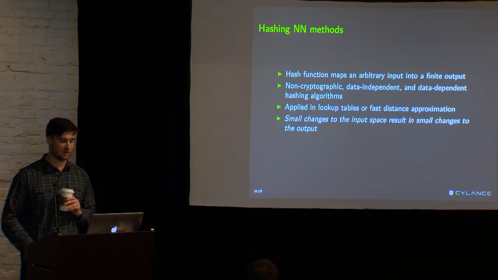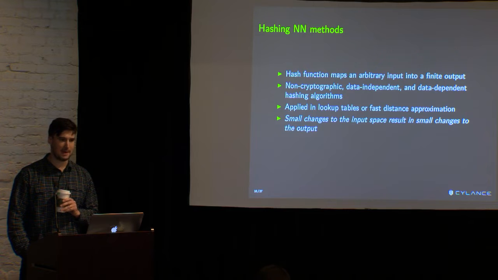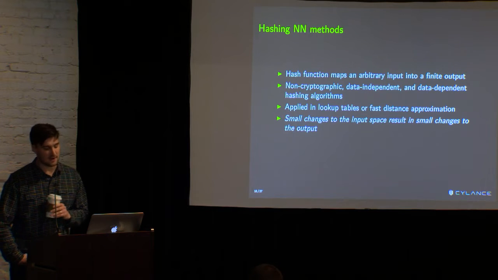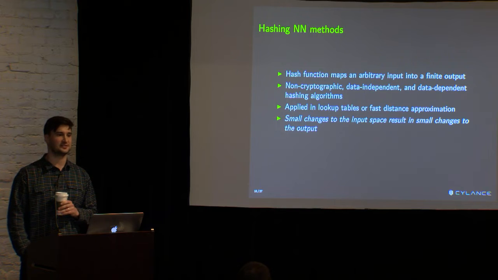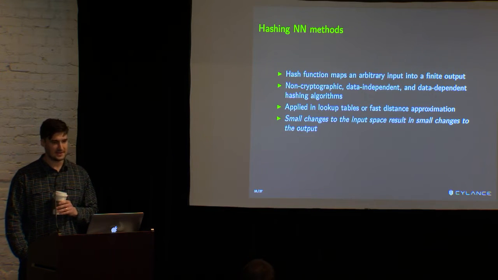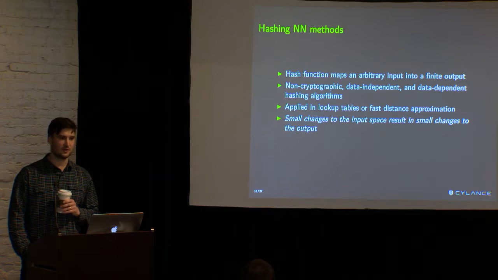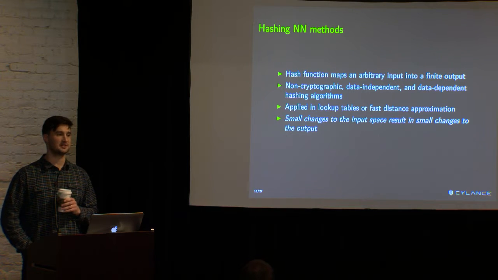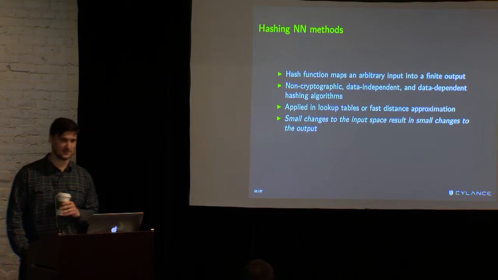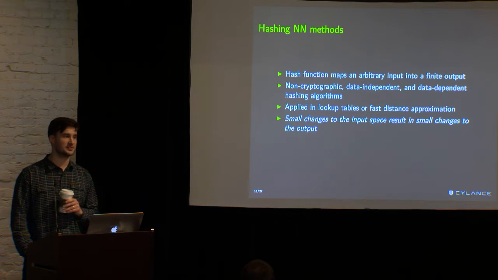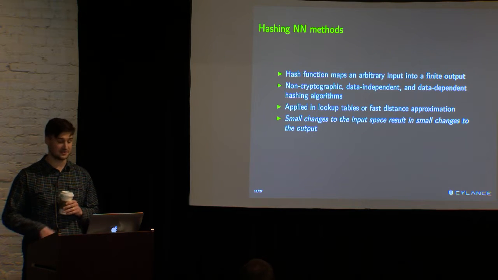In hashing methods, we're ultimately taking some hash function and mapping an arbitrary input into a finite output. So cryptographic hashing is, I think, well known, well understood within this group. But there are a lot of other hashing methods out there that are categorized as non-cryptographic, data independent, or data dependent. And these are more useful for doing similarity comparison between samples. The whole idea is that a small change in the input will only result in a small change in the output of the digest. And this allows us to use the digest messages in lookup tables or even directly to do fast distance comparison.